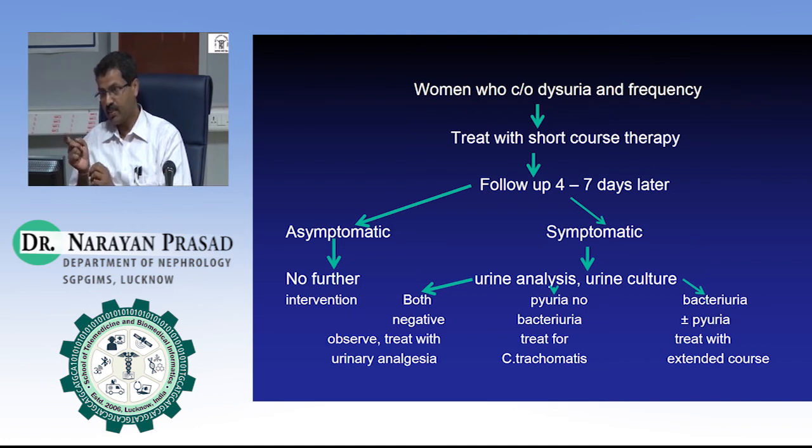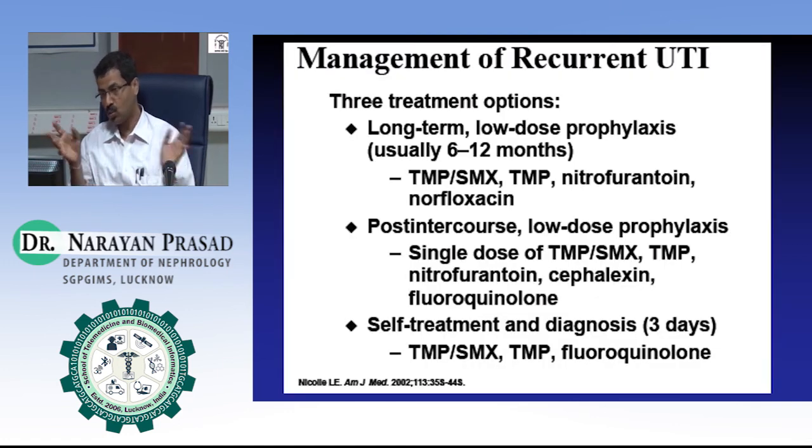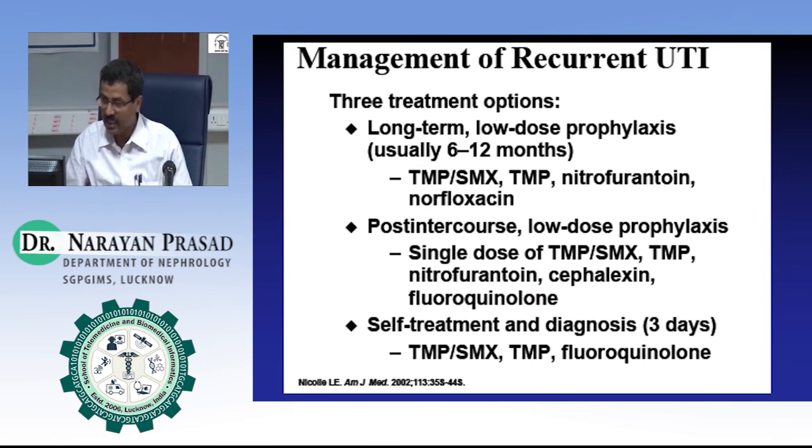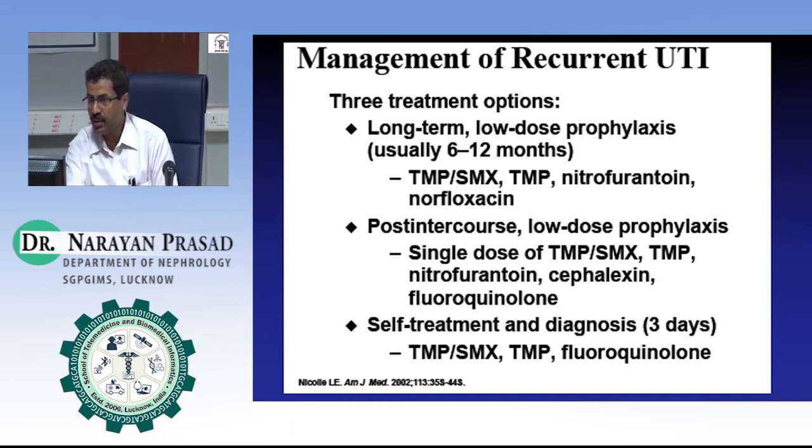And self-treatment and diagnosis, 3 days. Usually if the patient has a recurrent urinary tract infection, a 3 day course. If there is no urinary tract abnormality, then they can take the medicine, self-treatment at home for 3 days, with normal antibiotics like the fluoroquinolones or trimethoprim, sulfamethoxazole. A postcoital antimicrobial prophylaxis regime for women with recurrent urinary tract infections is usually effective.